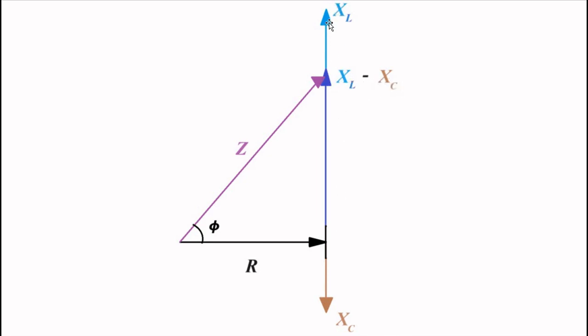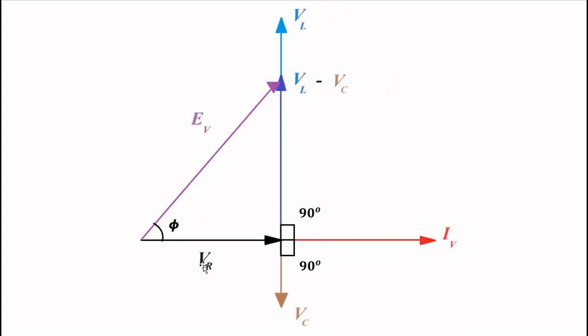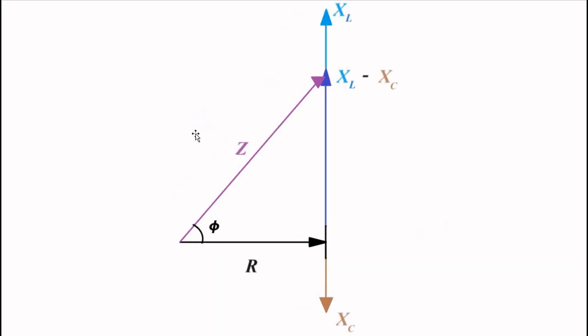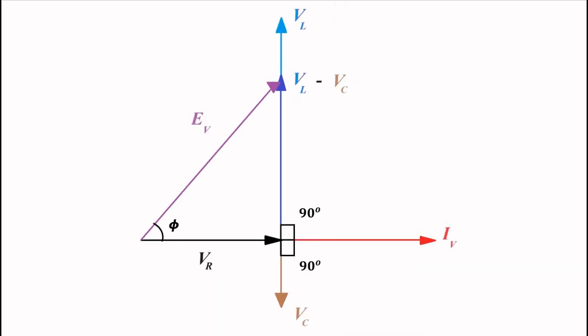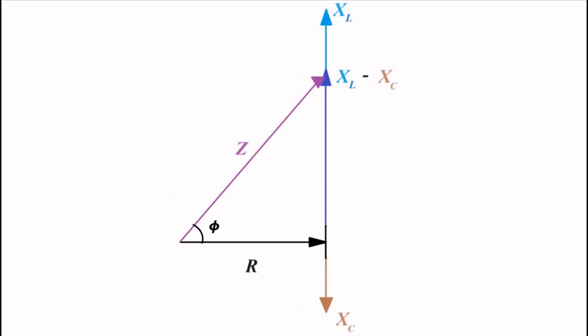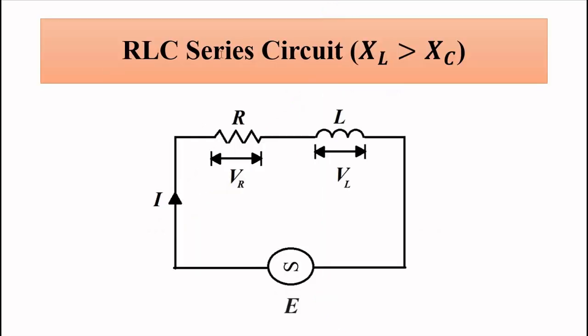XL is of high value, the inductive reactance. XC is of smaller magnitude in the opposite direction, the capacitive reactance. And this is the resistance, which we get by dividing VR by IV, and this is the impedance Z, which we get by dividing EV by IV. This is the impedance triangle for this condition.